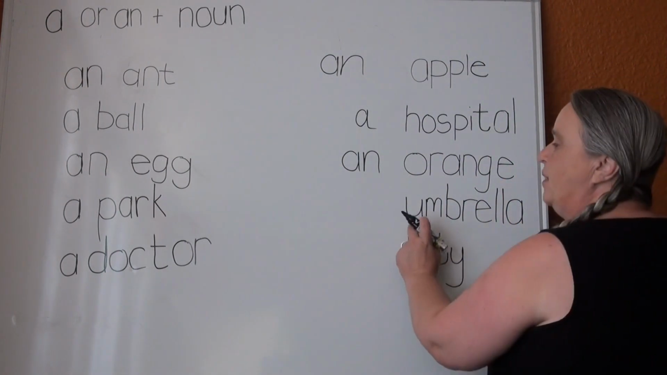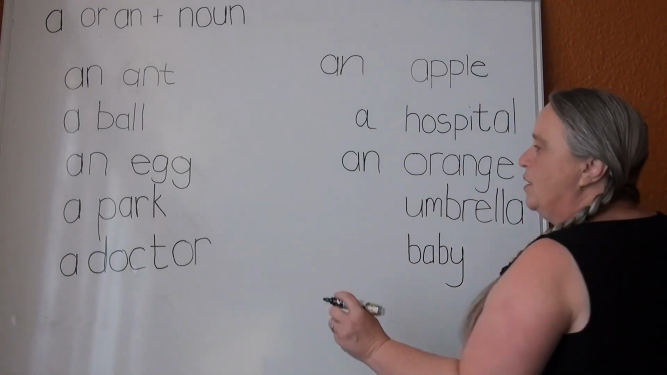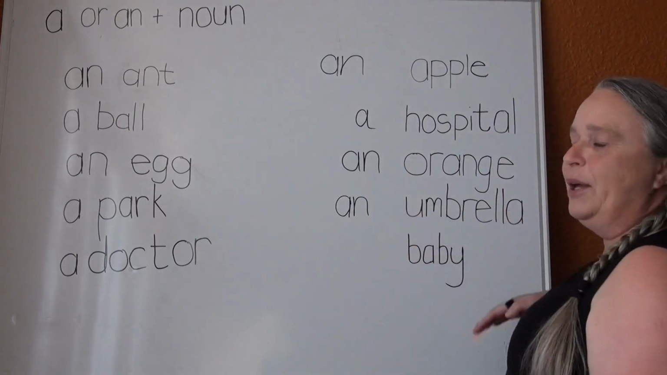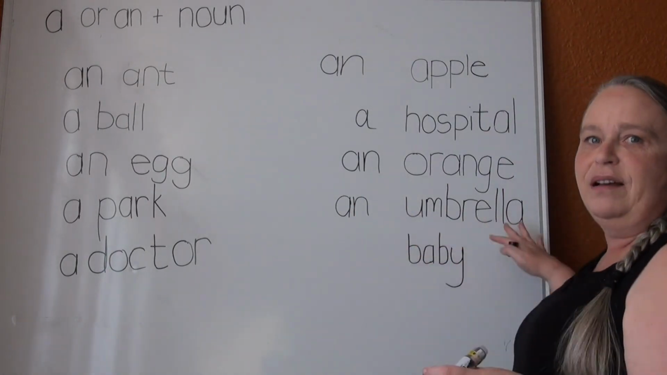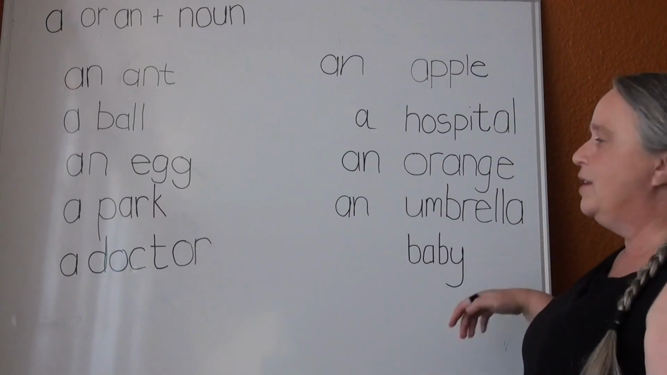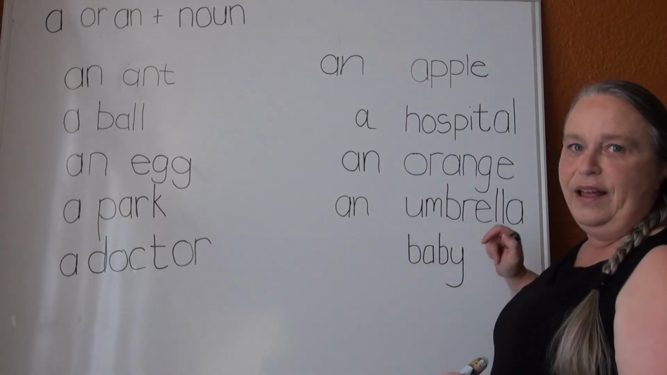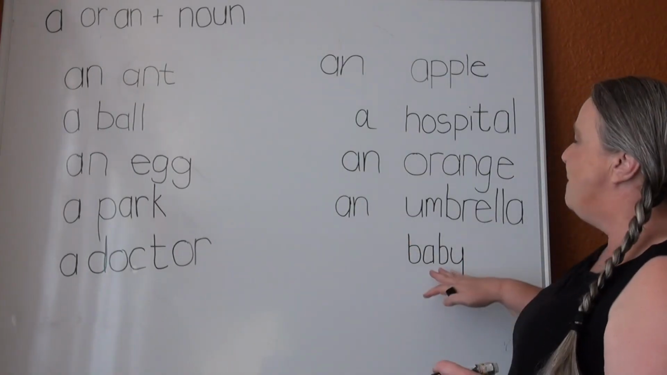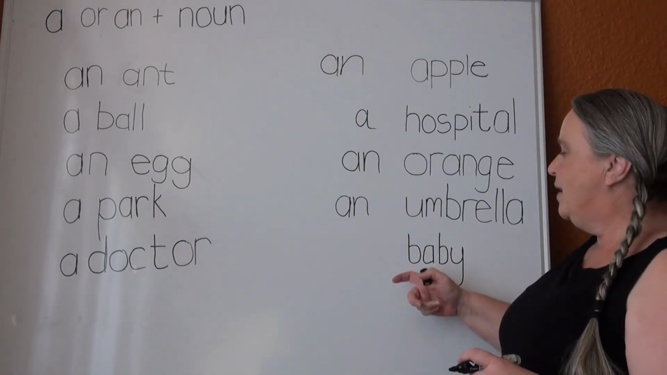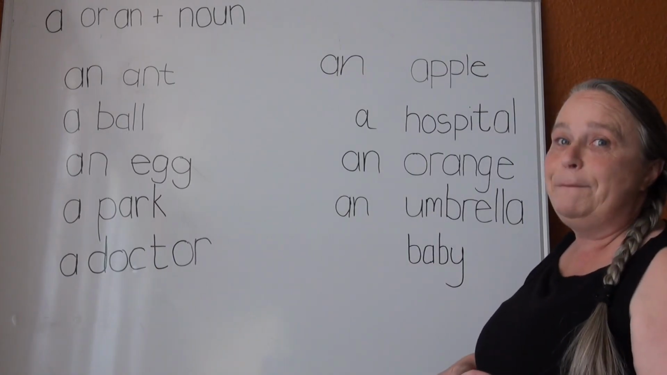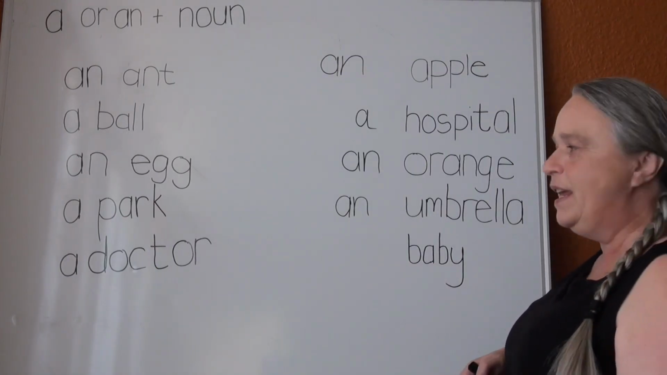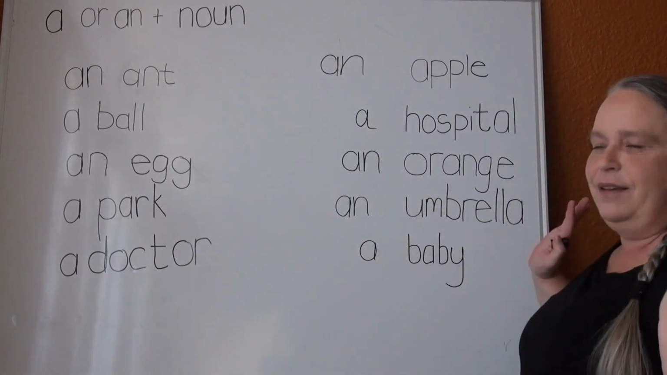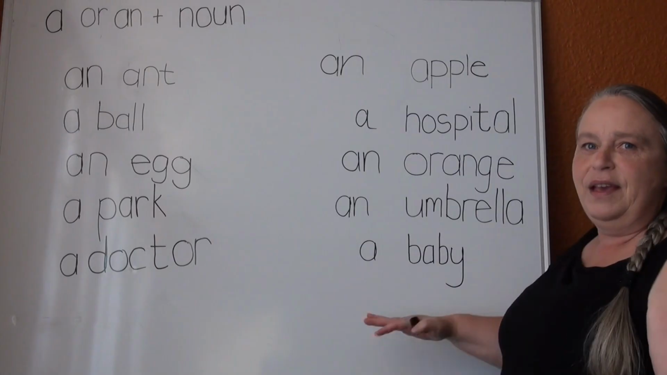Umbrella. Remember? It starts with a vowel, so we will say an umbrella. But when we speak, we say it fast, an umbrella. Baby. Baby starts with the consonant B, so we will just use a baby. A baby.